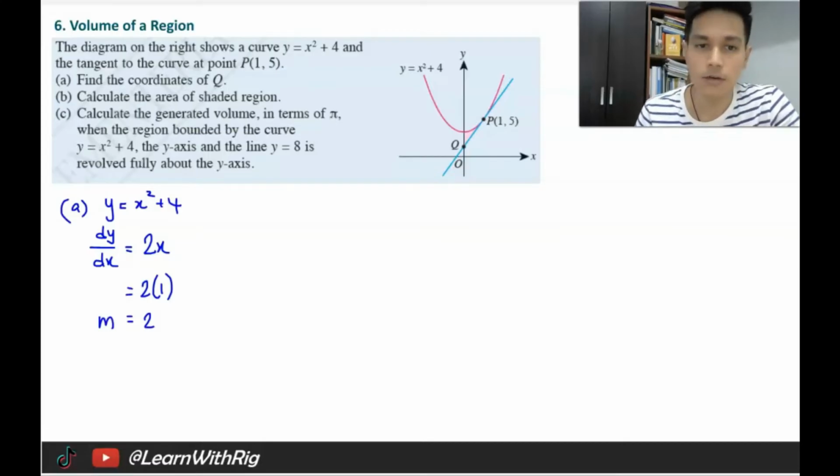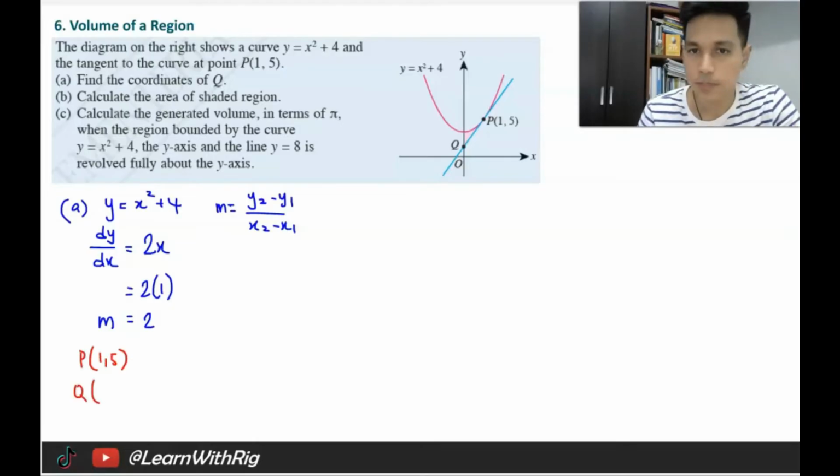Because it's gradient, what other way can you use to find gradient? You can use m equals y2 minus y1 over x2 minus x1. This is the other way to find gradient. So you know what your point P is. Point P is (1, 5). Point Q is what? It's on the y-axis, so the x value must be equal to 0, and you are looking for y. You don't know what y is, because you're looking for the y-intercept.